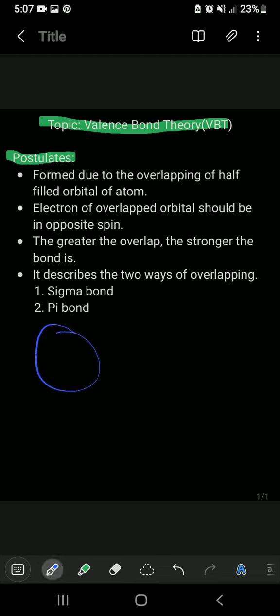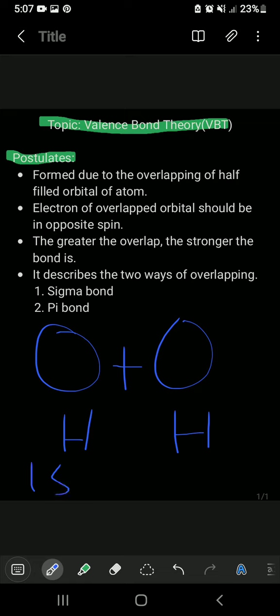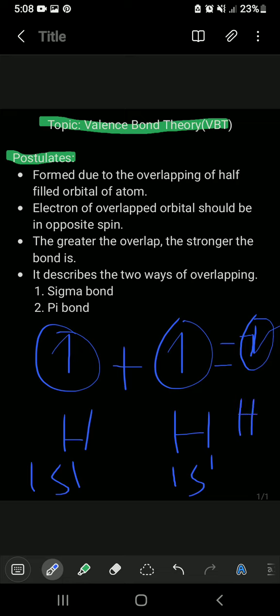This is an atom of hydrogen, plus this is an atom of hydrogen. It has one s orbital, and it also has one s orbital, meaning each has one half-filled orbital. Then they make a covalent bond and become H2, which is the molecular form of hydrogen, or the diatomic form of hydrogen.